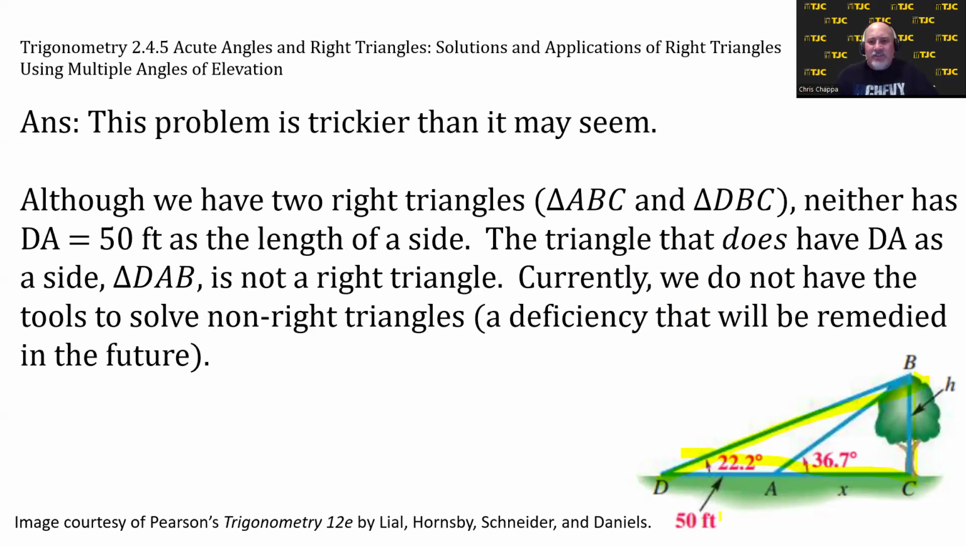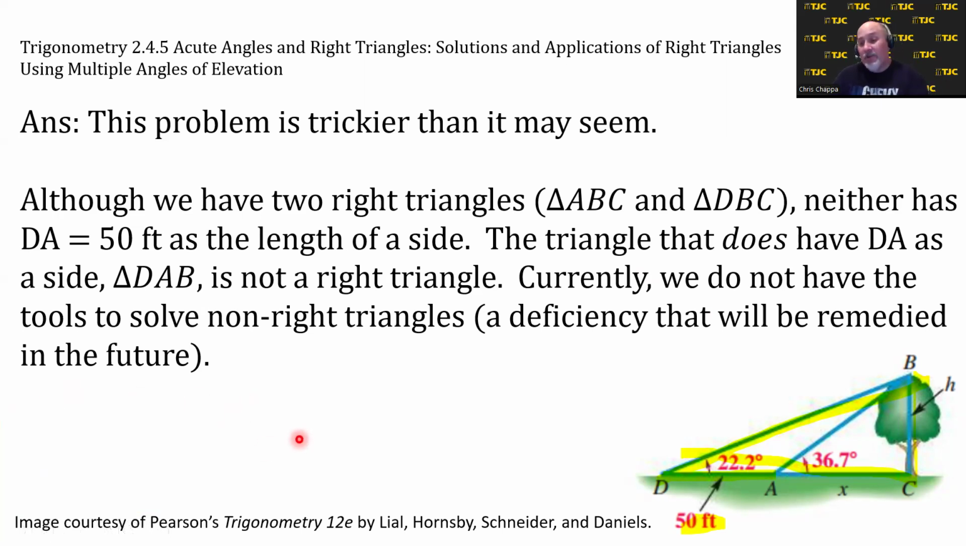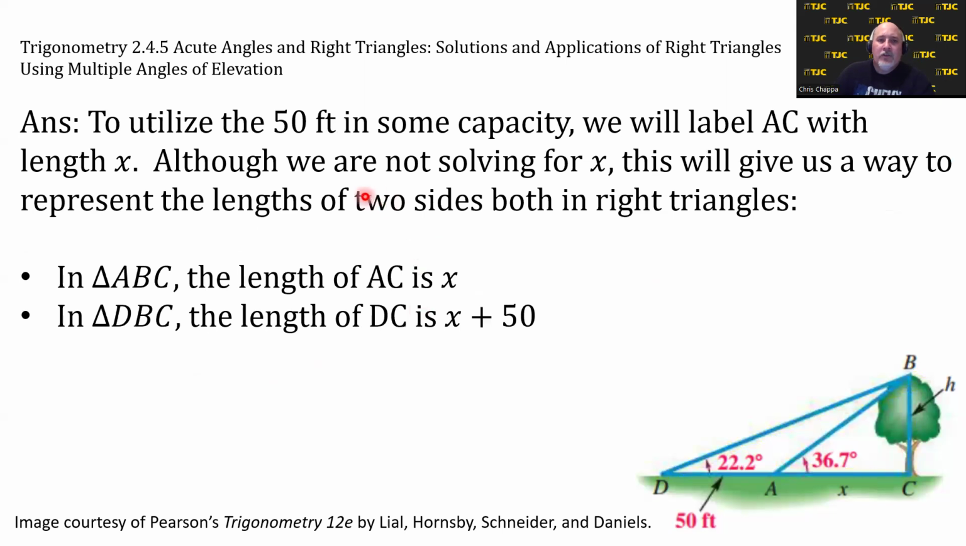But neither one has this 50-foot side as a side in that triangle. The triangle that does have DA as a side, triangle DAB, is not a right triangle. And currently, we do not have the tools to solve non-right triangles, a deficiency that will be remedied in the future. To utilize this 50 feet in some capacity, we will label AC with length x.